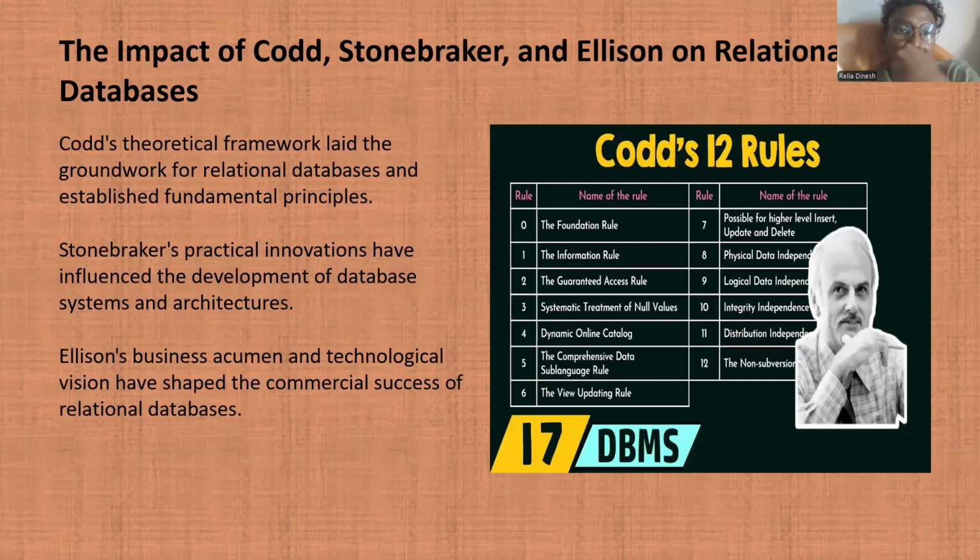Now we will see the importance of Codd and Stonebraker in the relational database. Codd's theoretical framework led to the foundation of the relational database and established the fundamental principles, known as Codd's rules. Stonebraker's practical innovations influenced the development of database system architecture. Ellison's business acumen and technological vision shaped the commercial success of relational databases. These are the 12 principles of Codd.